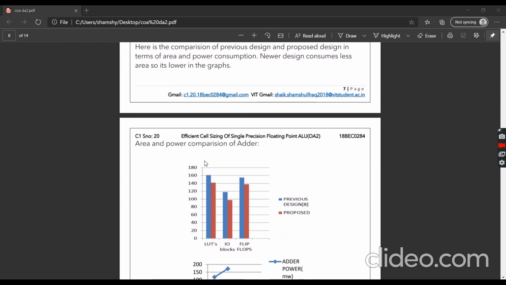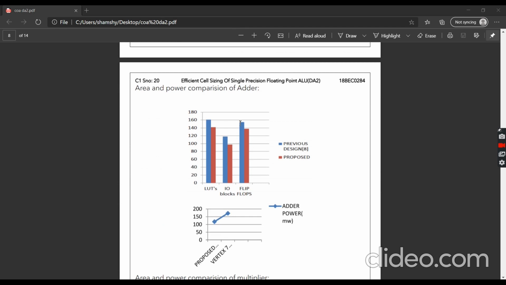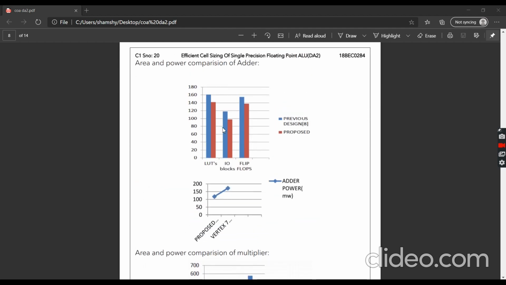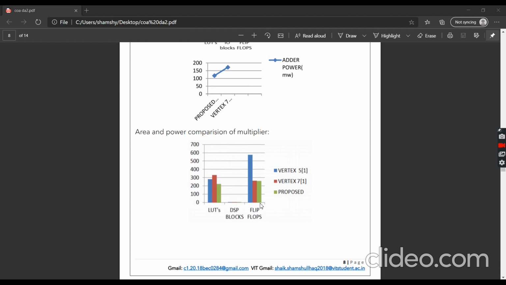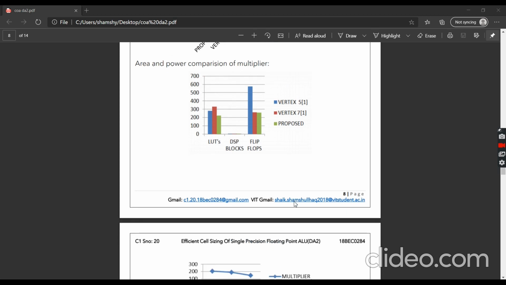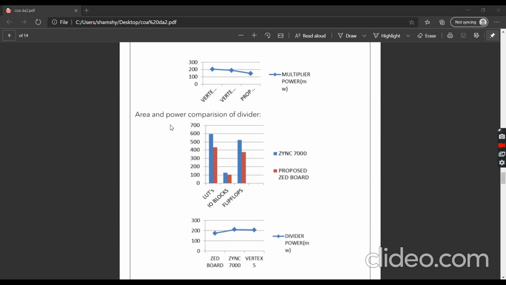And here are the area and power comparison of the adder for the previous design and the proposed design. Have a look. This is the comparison of the adder, and this is the comparison of the multiplier for the previous design and the proposed design. Just take a look. Now we are moving further, and this is the area and power consumption of the divider for the proposed and the previous versions.